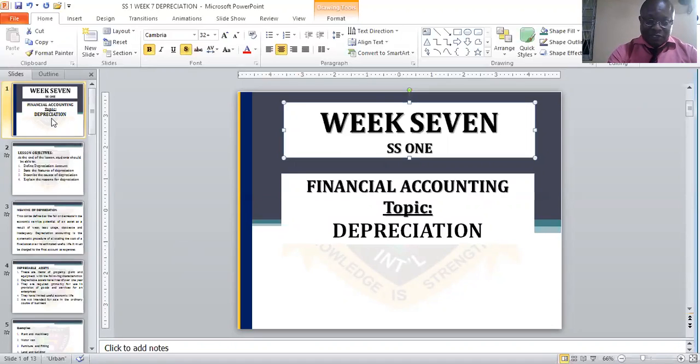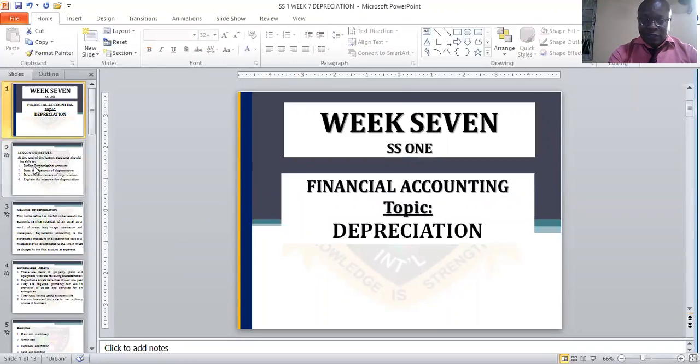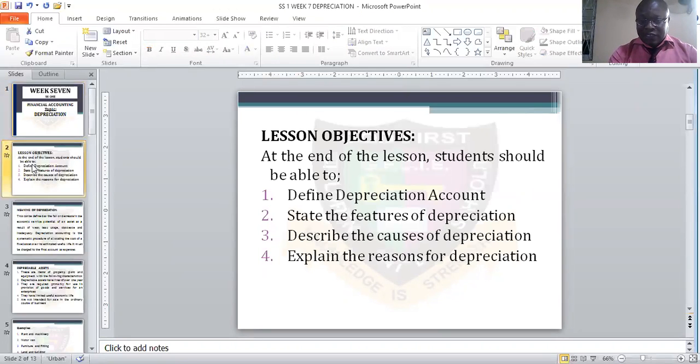But for this week 7, it is depreciation. So let us look at the lesson objective. At the end of the lesson, students should be able to define depreciation account, state the features of depreciation, describe the causes of depreciation, and explain the reasons for depreciation. So all these we are going to discuss.